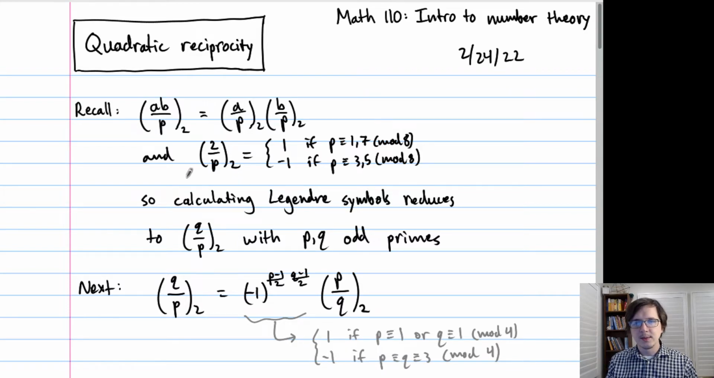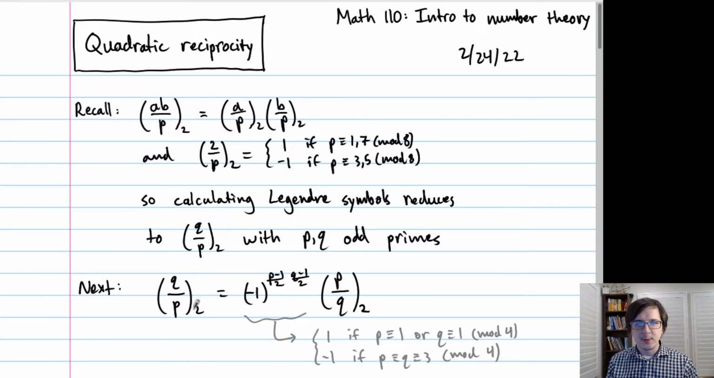So, assuming that we can factor things easily, the problem of calculating Legendre symbols reduces to calculating these Legendre symbols where both the top and the bottom are odd primes. Given that that is what it reduces to, the next step is trying to understand those.